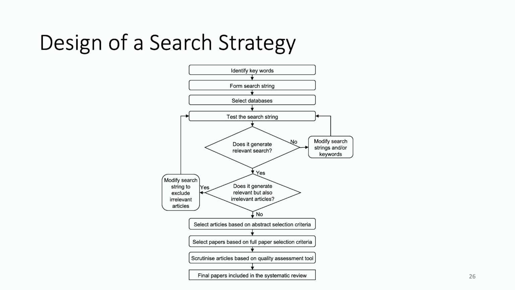Then, assuming that it gives you good results, you can then go and see if it generates relevant articles. Does it generate both relevant and irrelevant articles? If it generates both, you probably need to refine your search string. If it only generates relevant, then no. So after assuming that it generates only relevant articles and not many irrelevant, you assume that it's good, and you can then go into the selection process. So you select.